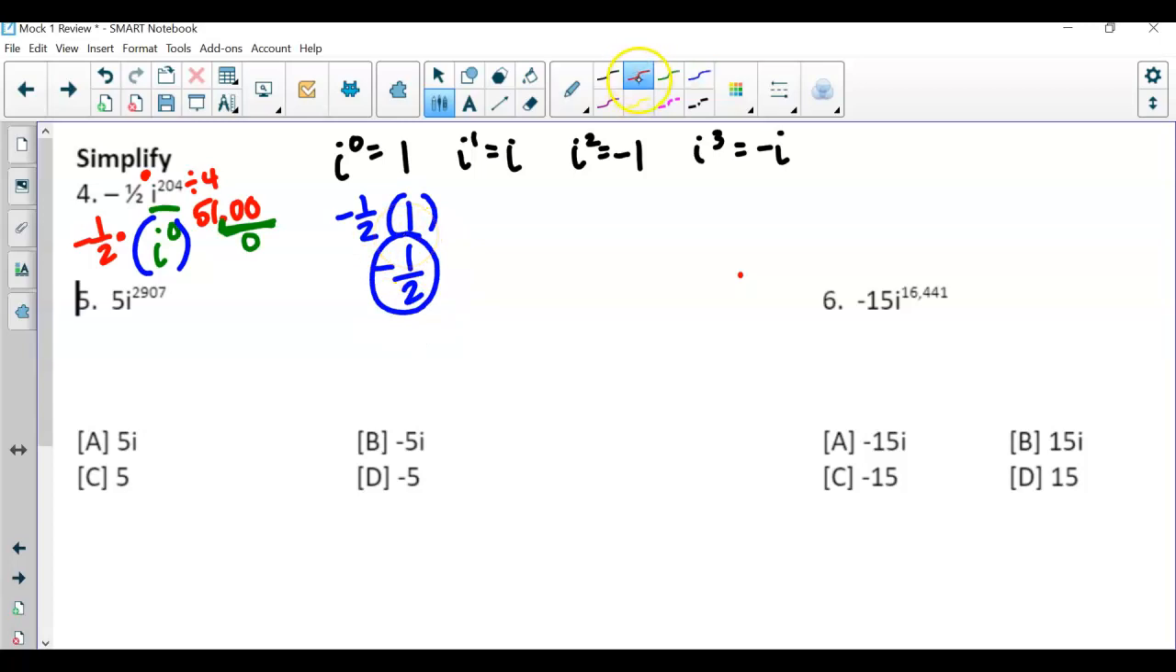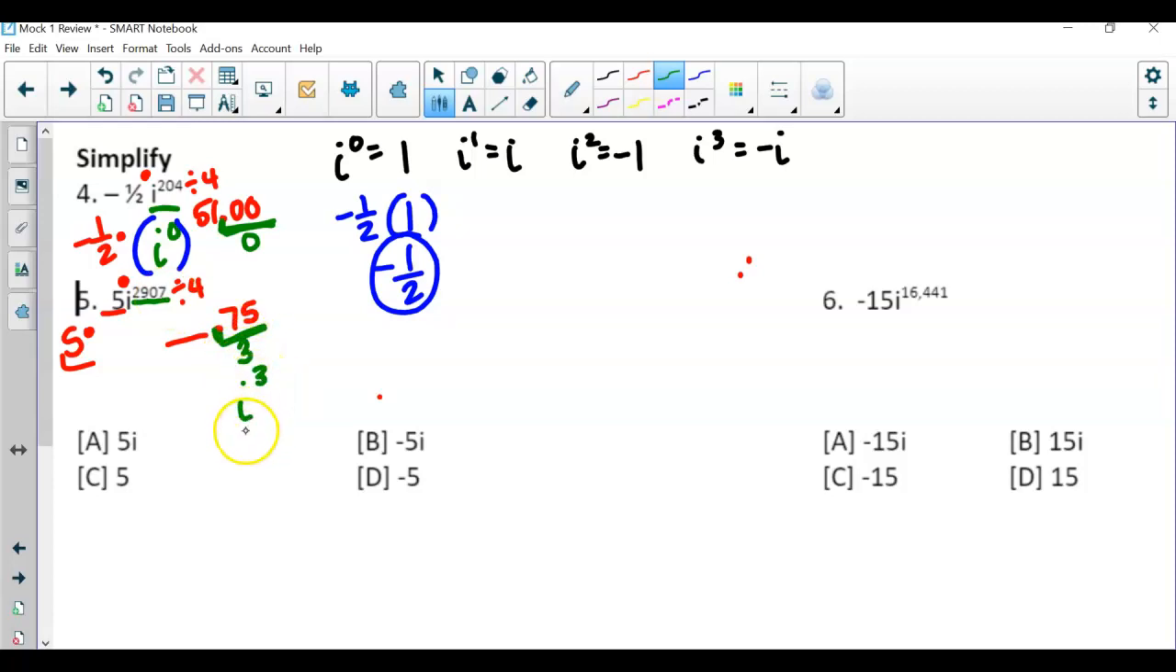Then for number 5, same thing. We're going to divide by 4, and also notice we're multiplying by 5 here at the end. So make sure to multiply 5 to that final answer. When you divide that exponent by 4, you do get a large value, but 0.75. That means 0.75 now represents 3/4. So instead of putting i to the 2,907, I'm now going to put i to the third power.